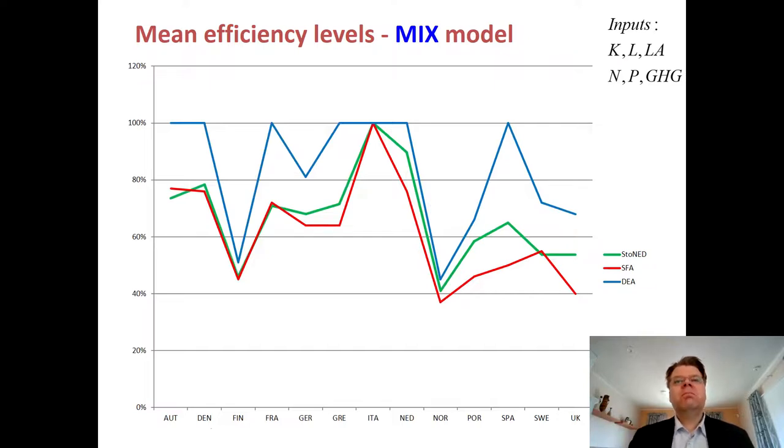And then for the mixed model, as we still include more variables, the DEA formulation, of course, includes more and more countries as 100% efficient. So also then we have Austria, Denmark, France, Greece, Italy, Netherlands, and Spain appear as 100% efficient in the DEA specification.